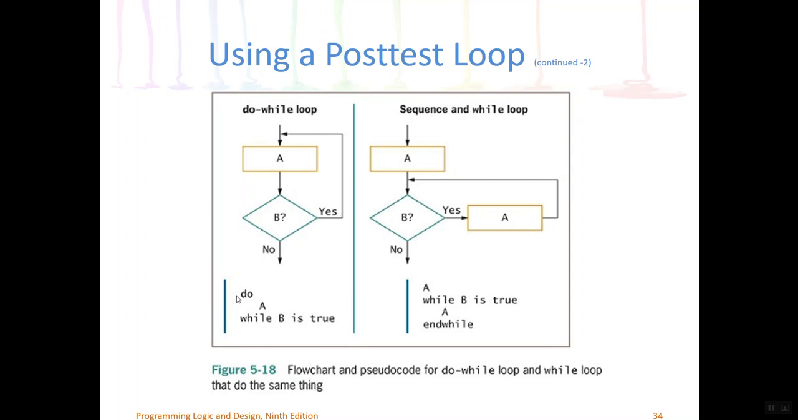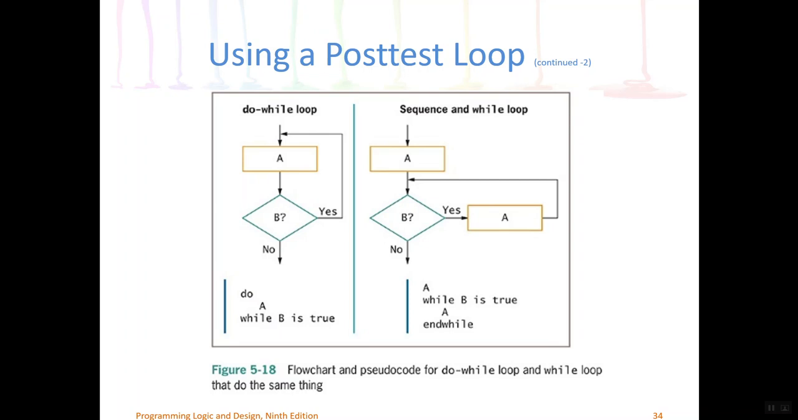What that looks like in pseudocode might be a little easier to understand than the flowchart. We have the keyword do, step A, and again, in this case, we're working in very general steps. A would represent a real programming step. Do A while B is true. So if B is true, we'll loop back up to the word do and continue again. If B is false, we would then exit the loop and proceed to any statements that follow this.